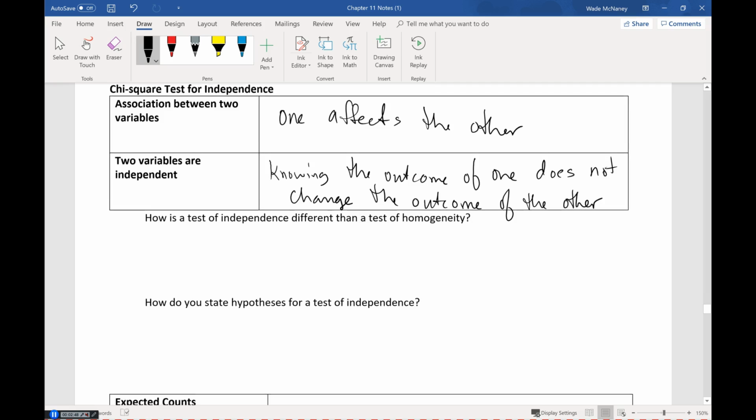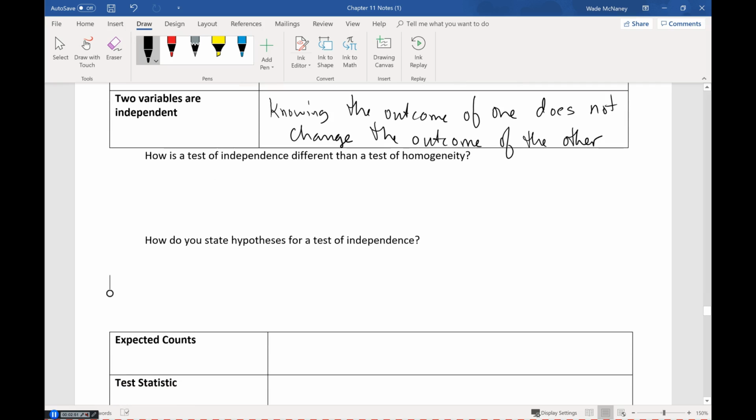So, how is a test of homogeneity different than a test of independence? There's one key difference to really focus in on. Homogeneity has two populations, and we're looking at one variable among those populations. Independence has one population, and we're looking at two variables among that one population.